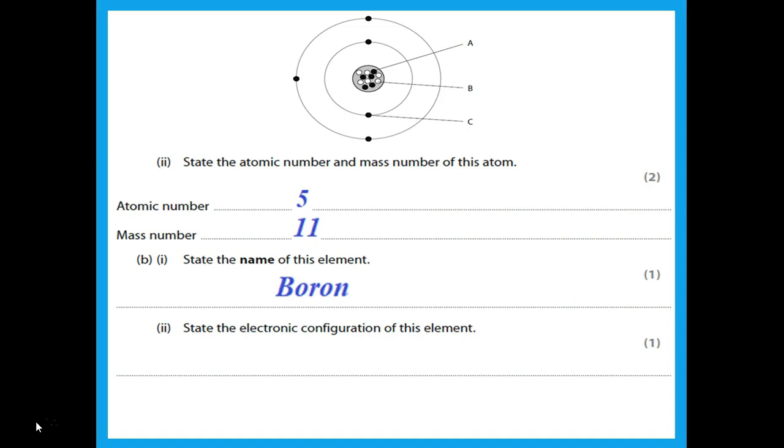What will be the electronic configuration of this element? If it has an atomic number of 5, the configuration is 2, 3, just as it's distributed up there: 2 in the first shell and 3 in the next shell.